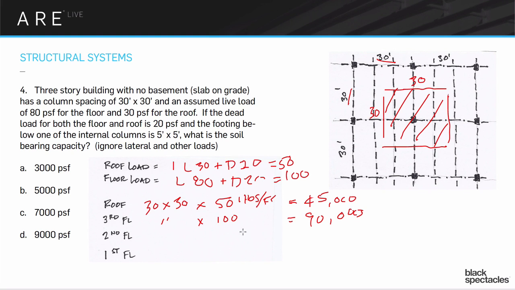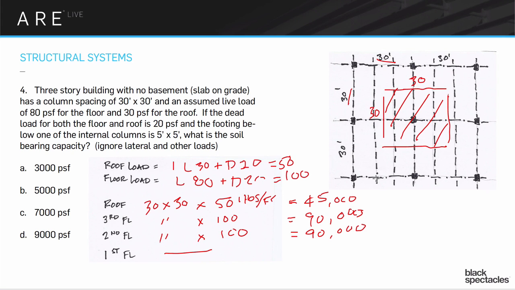90,000. And then on the second floor, you see where this is going. It's going to give us another 90,000. And then on the first floor, nothing. This is the little trick part that often throws people off. Because this is a slab on grade building, there is no structure at the first floor. There is no beam and column and all of that is being held up. The first floor is bearing directly onto the soil.